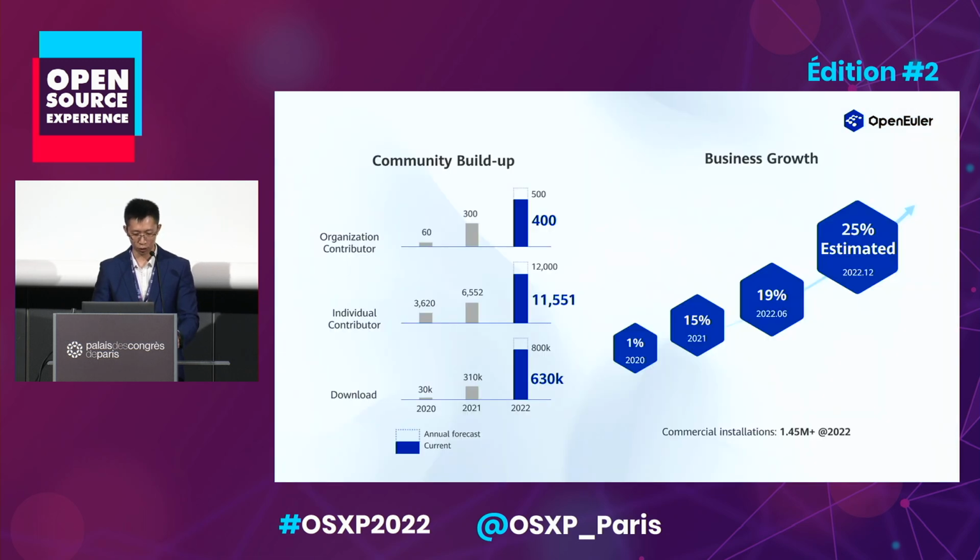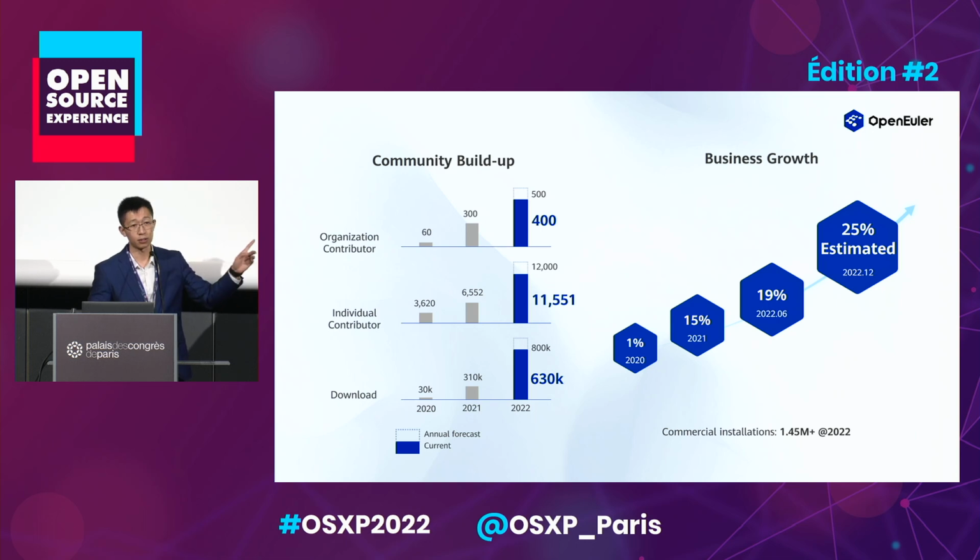And next I want to show you is the community statistics. As you can see, we are already growing very fast on both the community side and the business side. The community contributors and downloads are growing very rapidly. You can see the organization contributors and the individual contributors are growing very fast, and also the downloads worldwide.